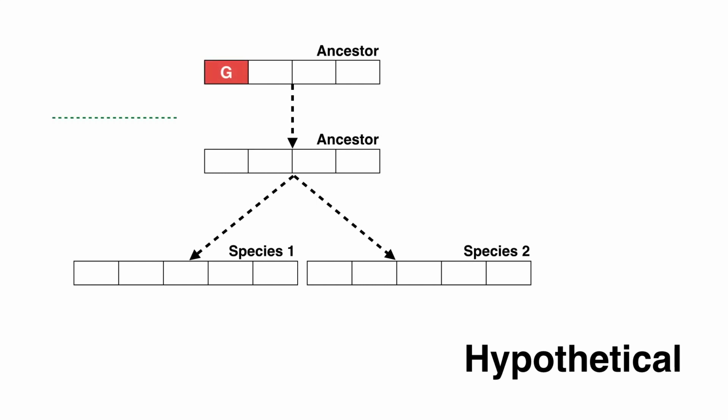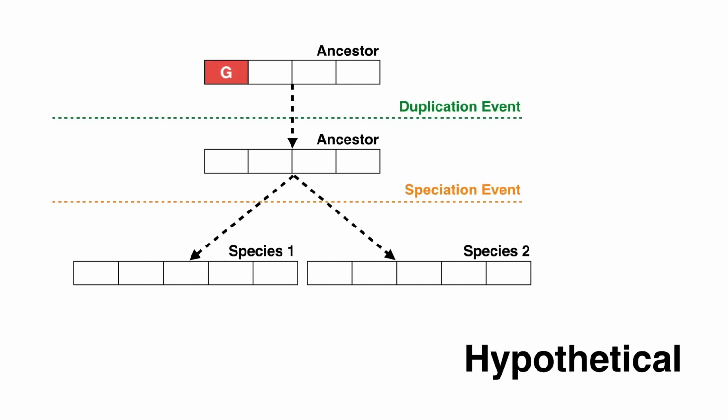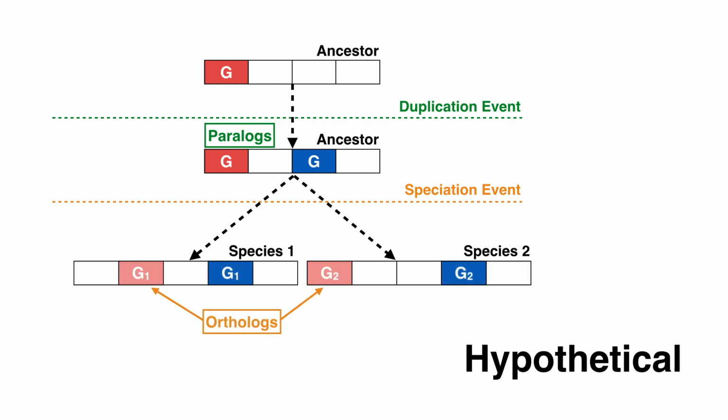The same nomenclature applies in case that a duplication event precedes a speciation event. In this case, a duplication event generates two paralogs of gene G. Then the speciation event generates ortholog copies of each of the paralog pairs of genes.